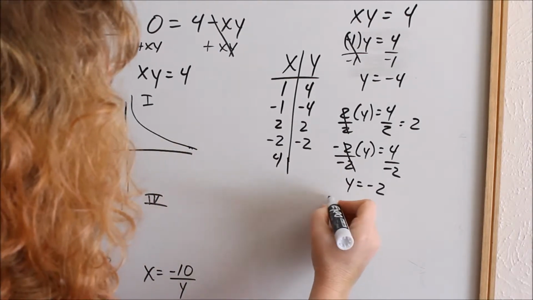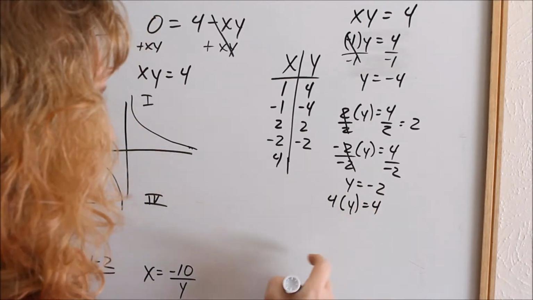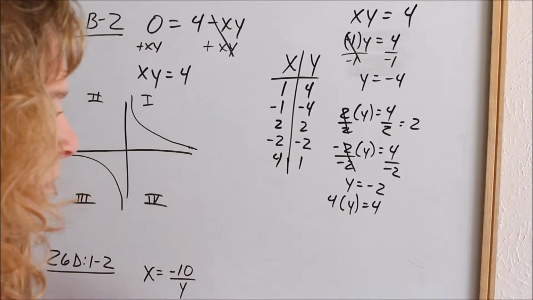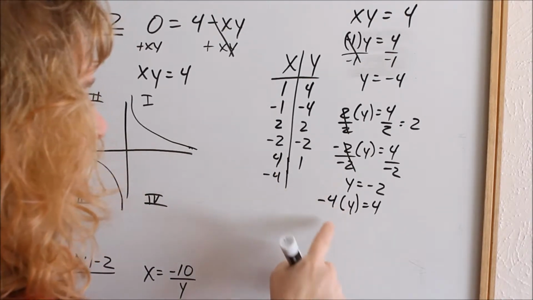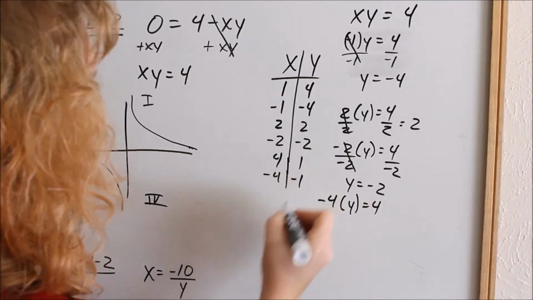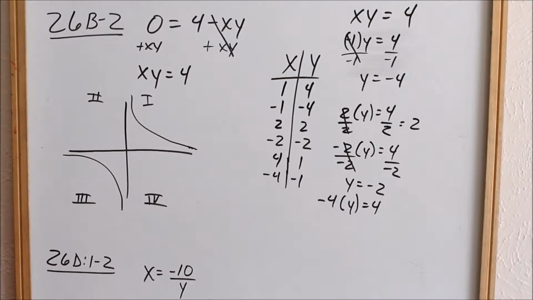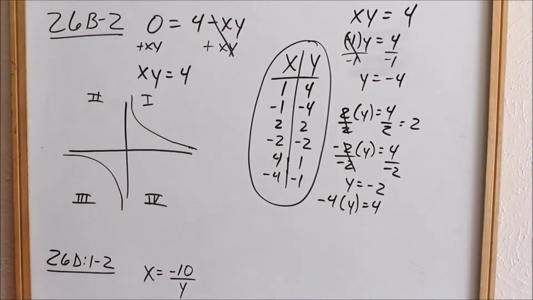So putting in 4 for x, dividing both sides by 4, that's going to give me a 1 for y. What if I plugged in a -4? Now dividing over here by -4, 4 divided by -4 would be a -1. So these are just some points that you can plot.